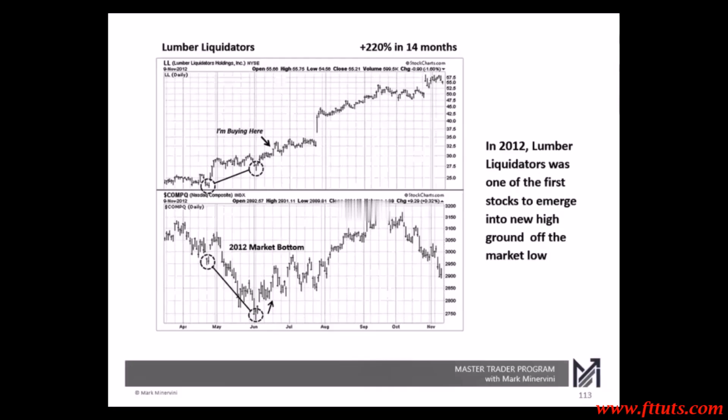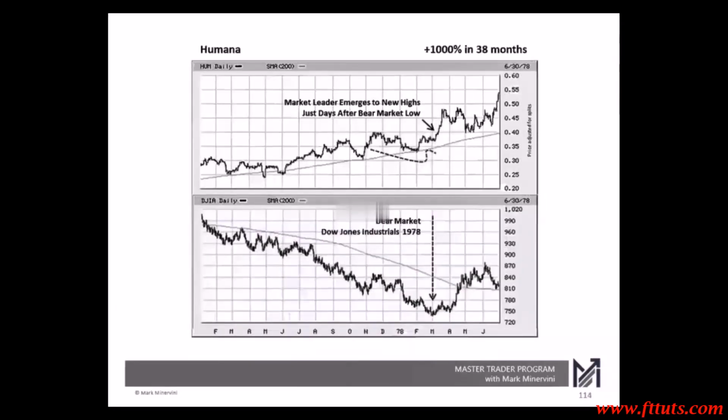At one time, Amazon and even Microsoft and names like Dell Computer and Home Depot were not widely known at all. When I was first buying Amazon and Yahoo and all these names that are household names now, very few people had heard of them. Let's move on here. So Humana, this stock went up 1,000% in 38 months from this point.